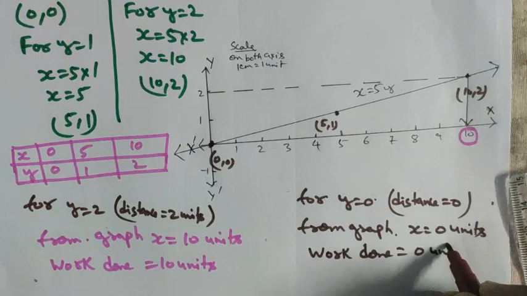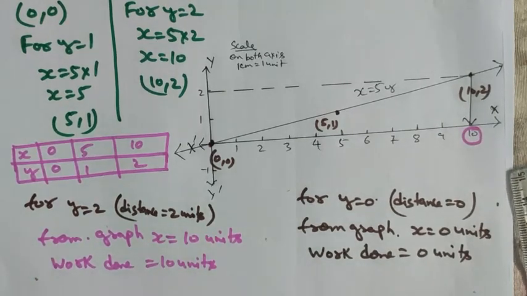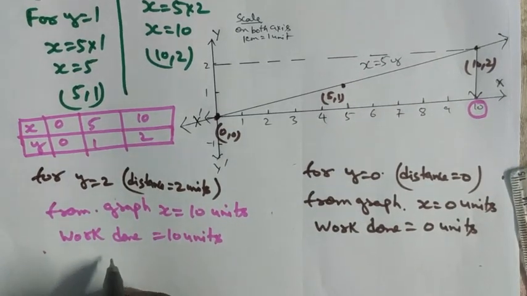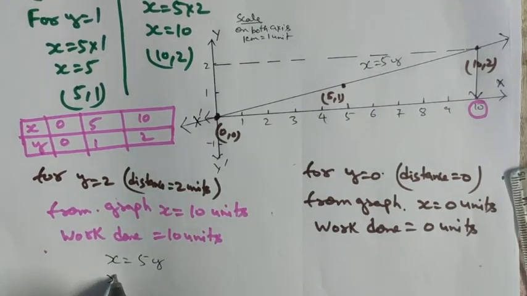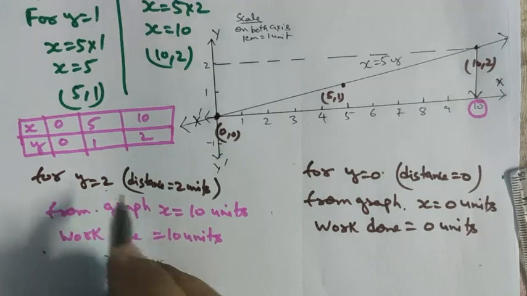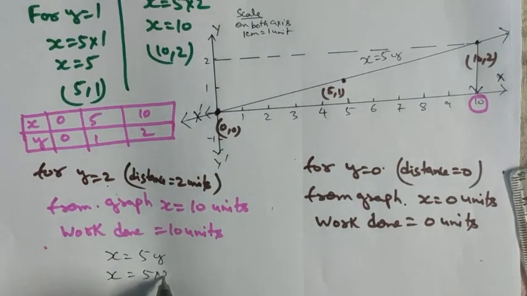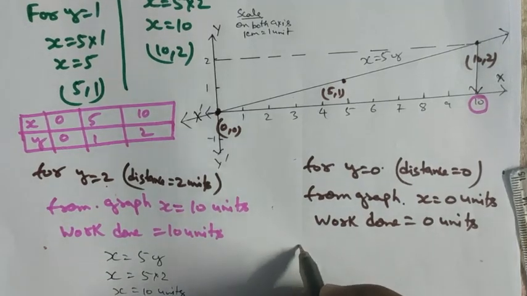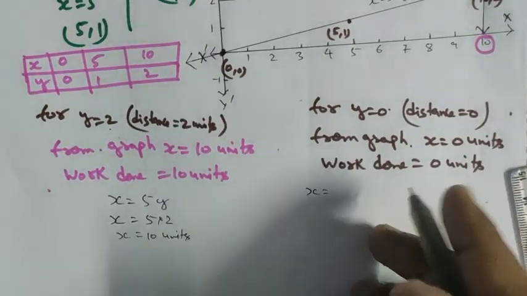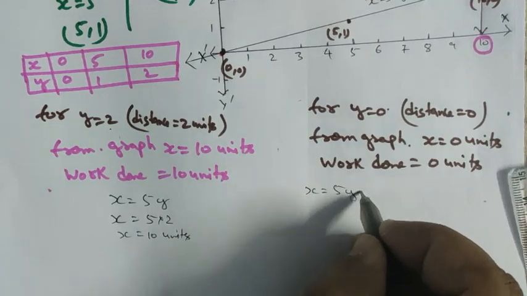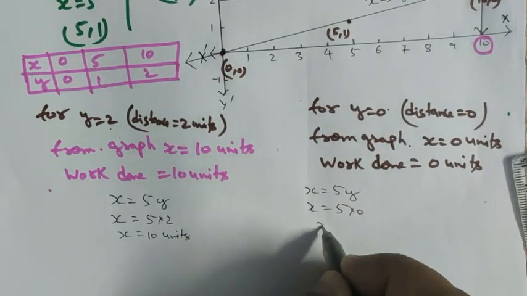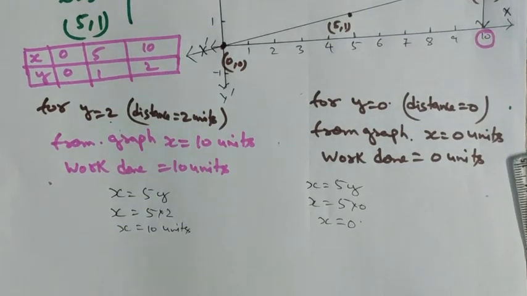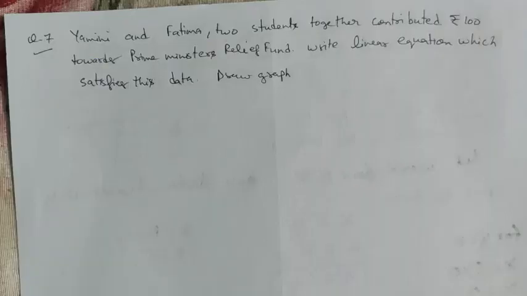Okay, you can also cross check it with the help of the formula, as from the formula we know that x equals 5 times y. So here, if we put the value of y equals 2, x equals 10 units. And similarly here also, x equals 5 times y, substituting the value of y equals 0, 5 into 0, x equals 0. Okay, we will move to question number 7.